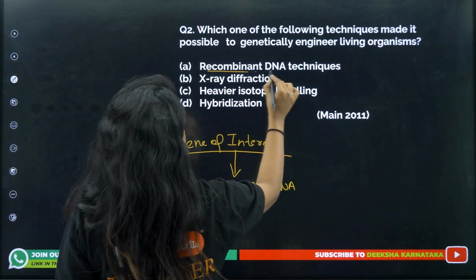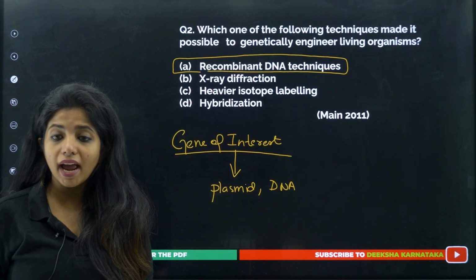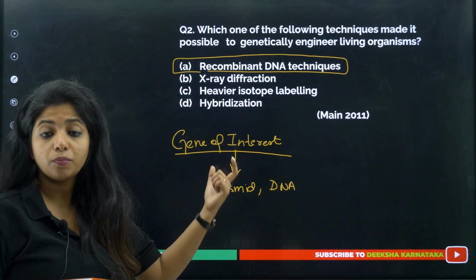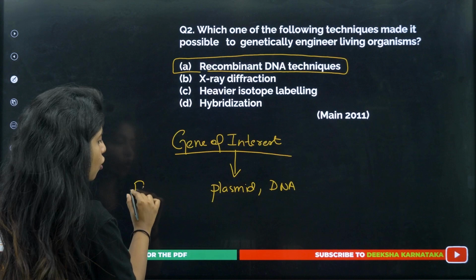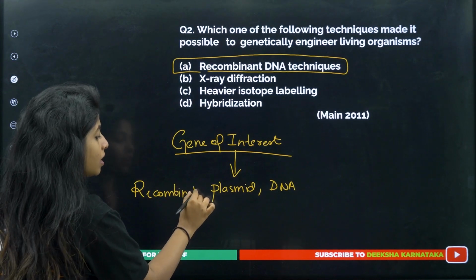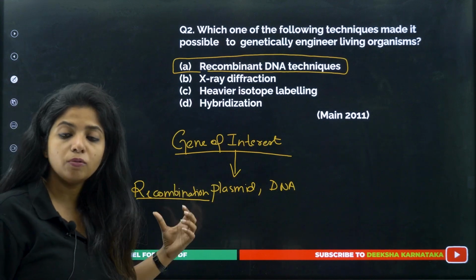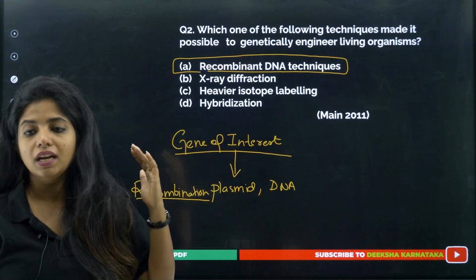It was recombinant DNA techniques, where I am using my gene of interest and putting it in somewhere. So I am doing a recombination. Initially I had a proper plasmid. Now I am recombining it with the gene of interest. Now this is known as recombination. Whenever I am doing this, it is known as recombinant DNA techniques.